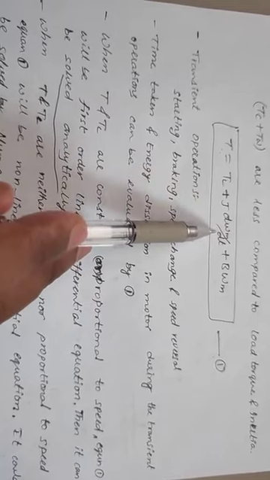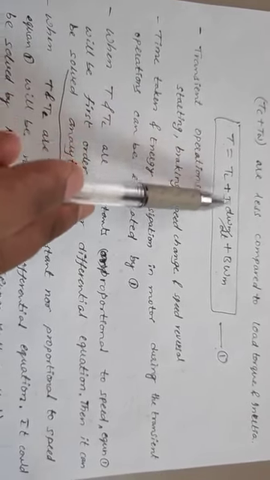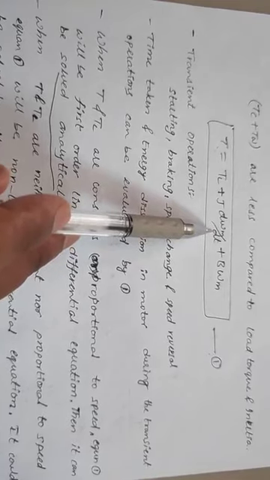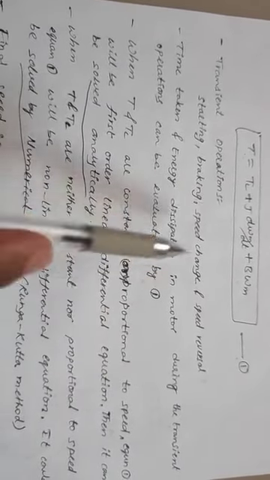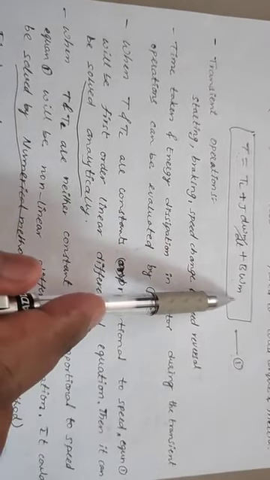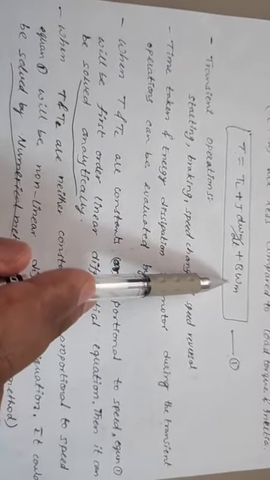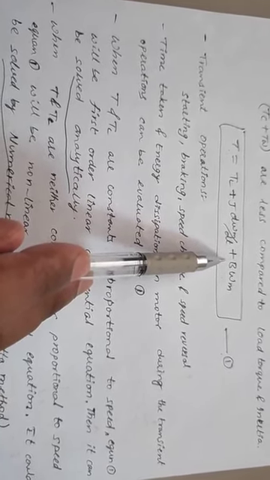analytically, because these equations become first order linear differential equations. If T and TL are constants or directly proportional to the speed, then this entire equation will become a first order linear differential equation, and we can solve it analytically. In case T and TL are neither constants nor proportional to the speed, then this equation will become a non-linear differential equation. If it is a non-linear differential equation, we cannot solve it analytically, so we need to go for numerical methods to solve that equation.